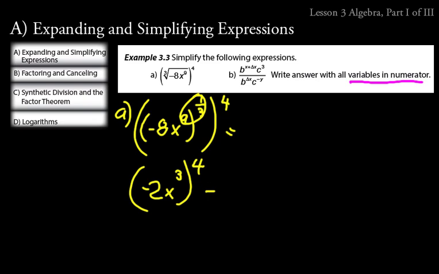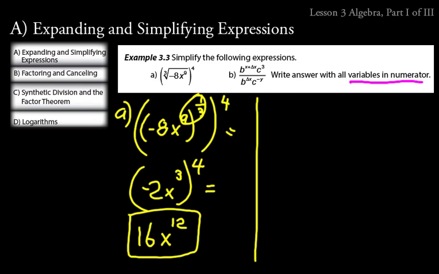What is minus 2 to the 4th power? Well, you're multiplying a negative 2 4 times in a row, so it's going to make it positive, right? Because you're multiplying it an even number of times. And so that would be a 16. And then x to the 3 times 4 is x to the 12. So there's the simplified form. In B, we see bases of B and C.